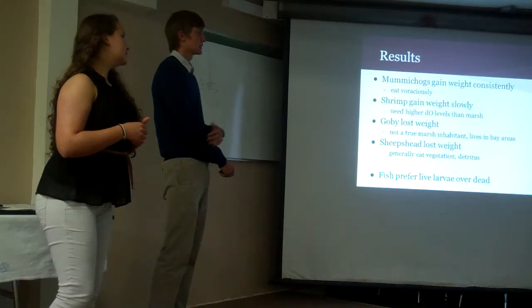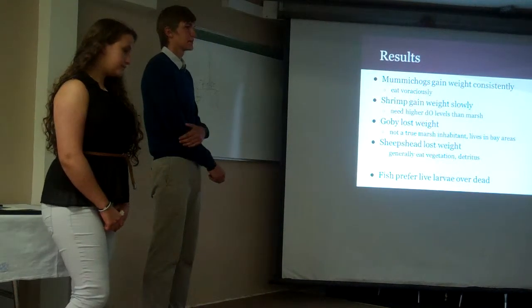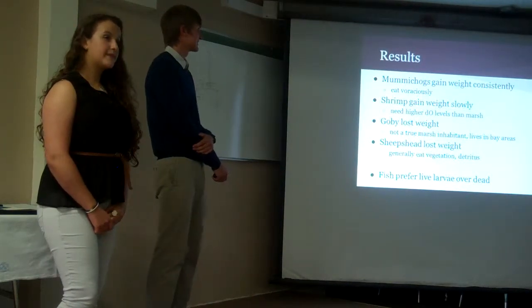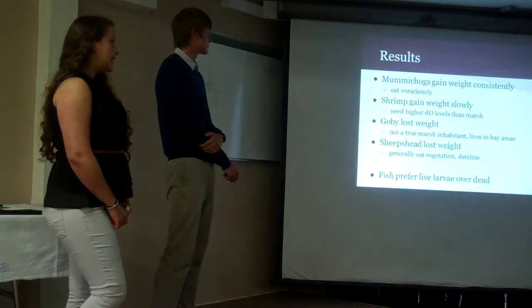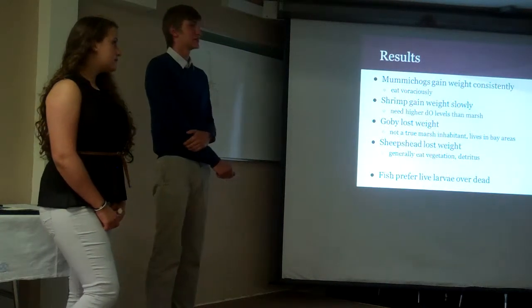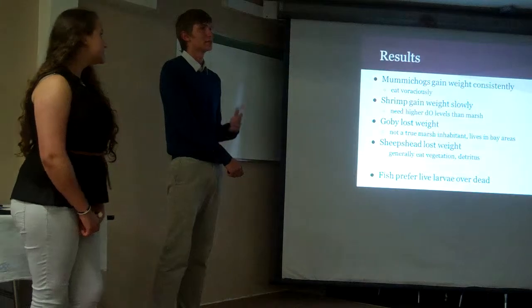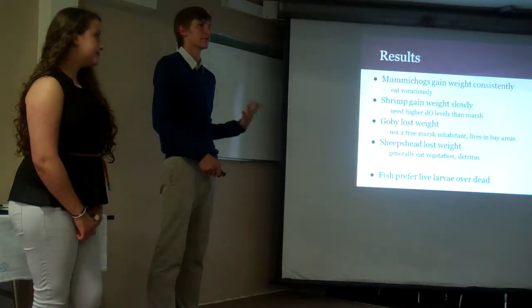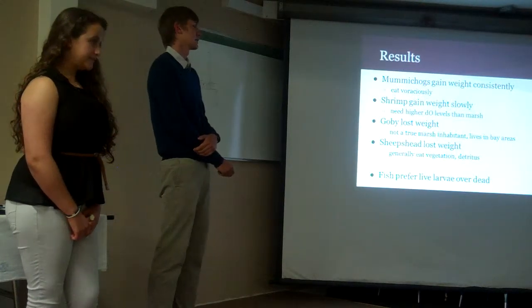So yeah, essentially the Mummichogs gained weight consistently. They ate the larvae very voraciously. So the shrimp gained weight as well, but they did it very slowly. And the issue with the shrimp is that they need higher dissolved oxygen levels than were available in the marsh because they were very low.